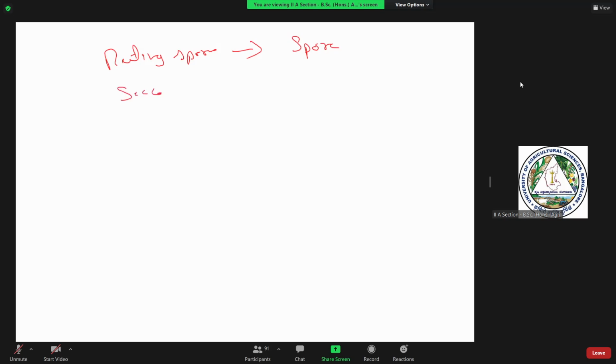Secondary infection is basically the inoculum produced by the primary infection, which we discussed earlier, that is capable of spreading a disease. Secondary is always for the spread of a disease. The primary is to cause the first infection; secondary is basically to spread the disease.